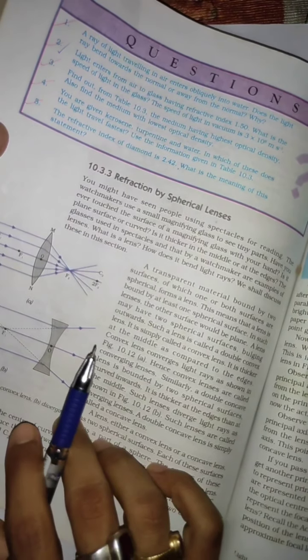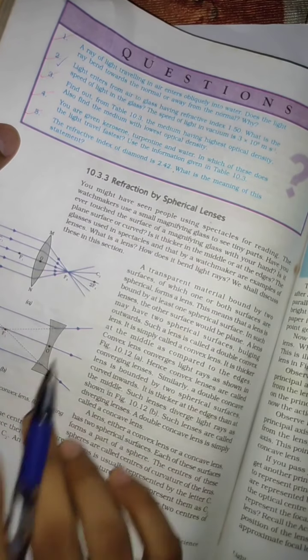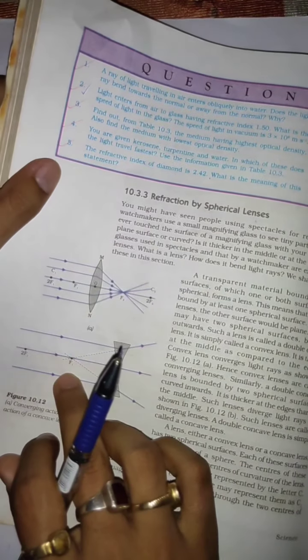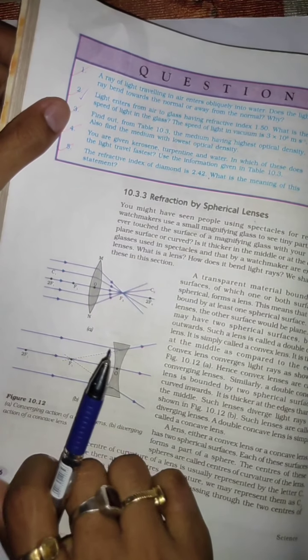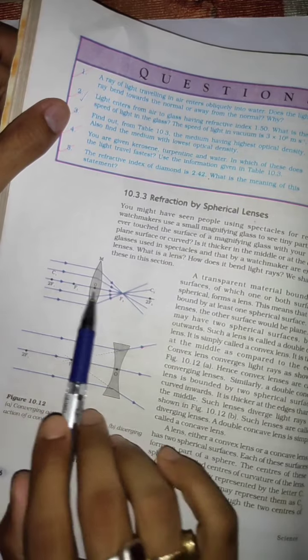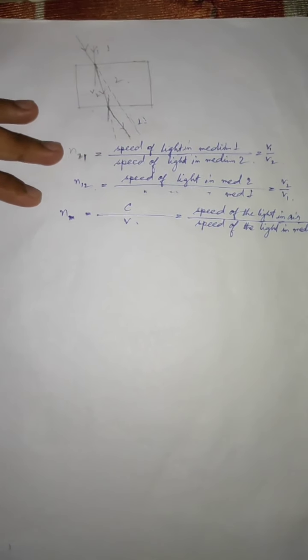Next, we see the refraction of the spherical lenses. As you have seen spherical mirrors, there are spherical lenses also. See, this is a convex mirror and this is a concave mirror. And as you see, the light rays are coming parallel to the principal axis. There is also a principal axis, and I am showing the structure of the lens.